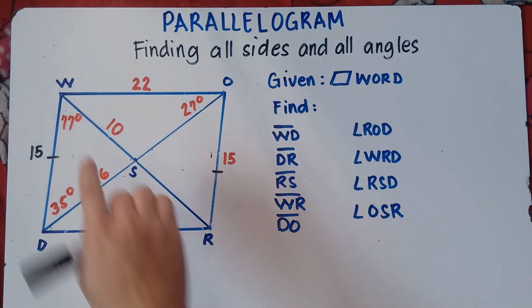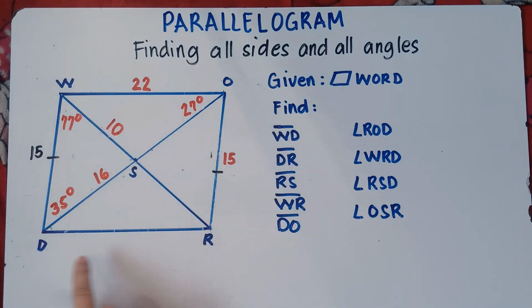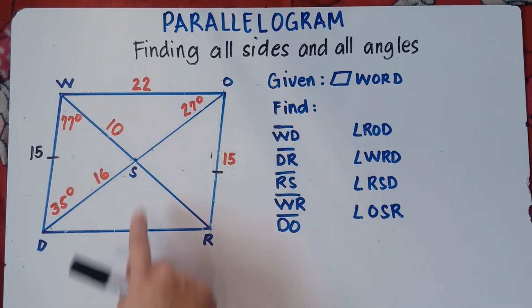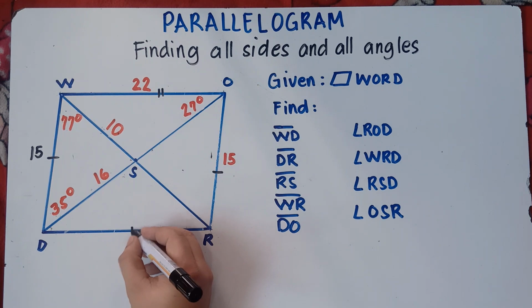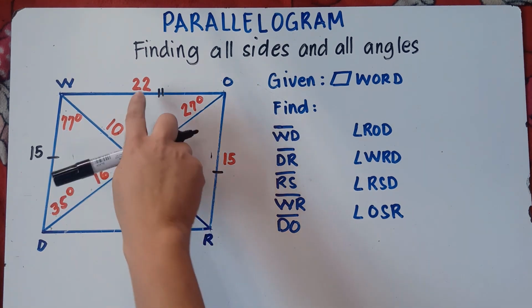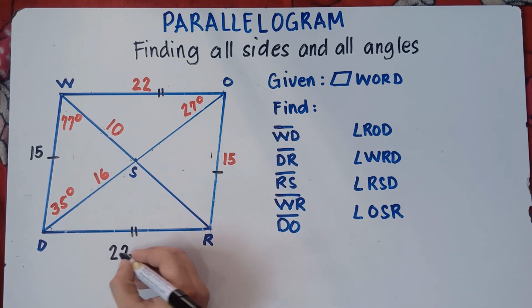If line segment WO is 22, then line segment DR is also 22. Opposite sides are congruent, so this side is congruent to this side. If this is 22, this will be 22. Easy, right? Once again, please master the properties of parallelograms.